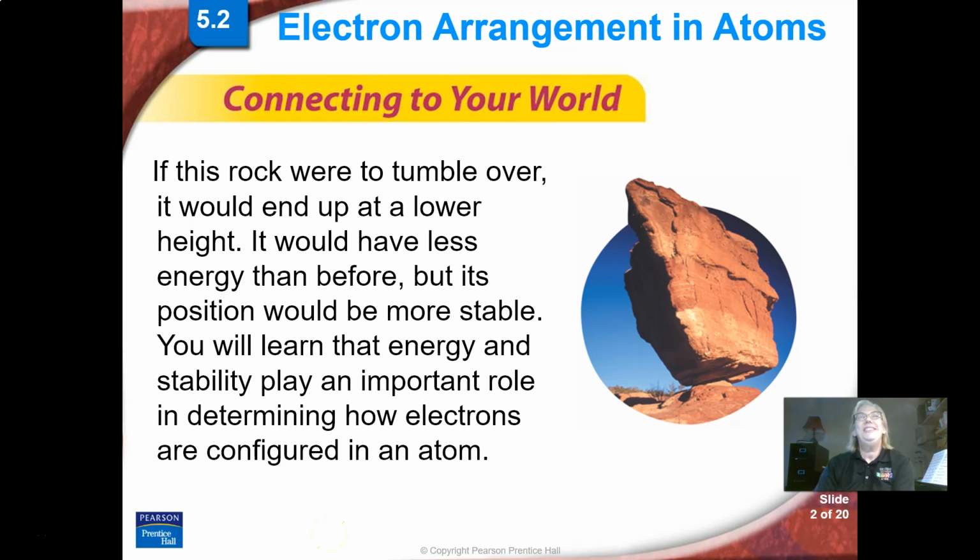We're going to talk about electrons again in this one and how they're arranged in the atom. So if this rock tumbled over, it would be at a lower height when it's tumbled over. It would have less energy output. So we're going to talk about energy levels and stability of atoms and the electrons in those atoms in this section.